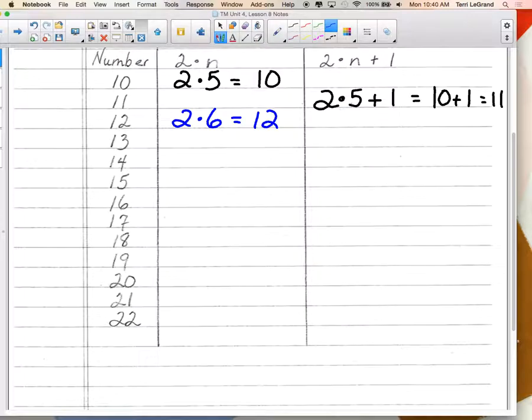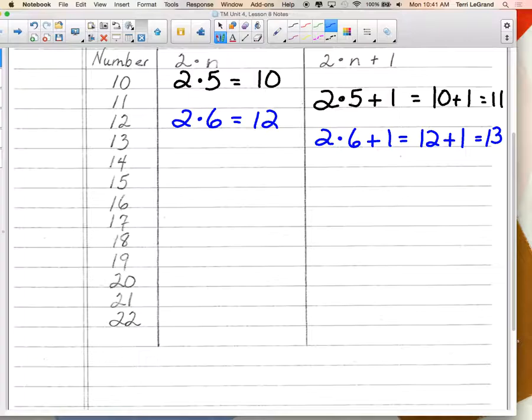Sammy, what do you think? 2 times 6 plus 1, she says. What's 2 times 6 again, class? 12. And 12 plus 1 is 13, and that's the number you want to represent, 13.